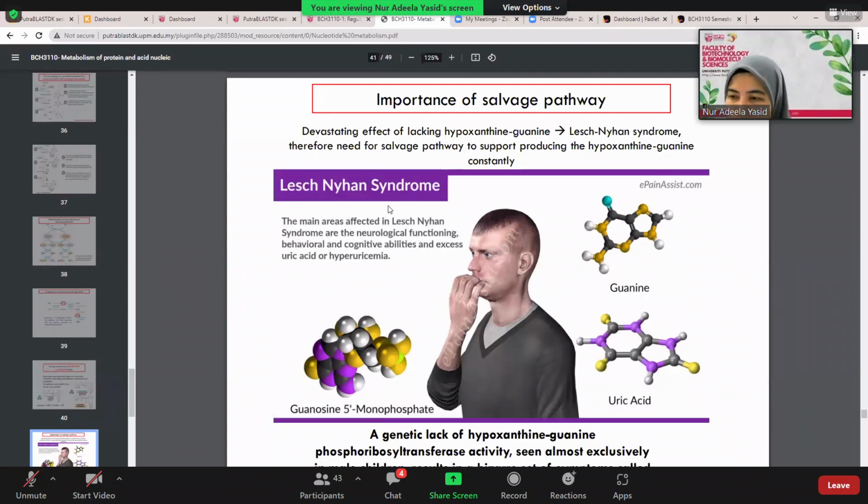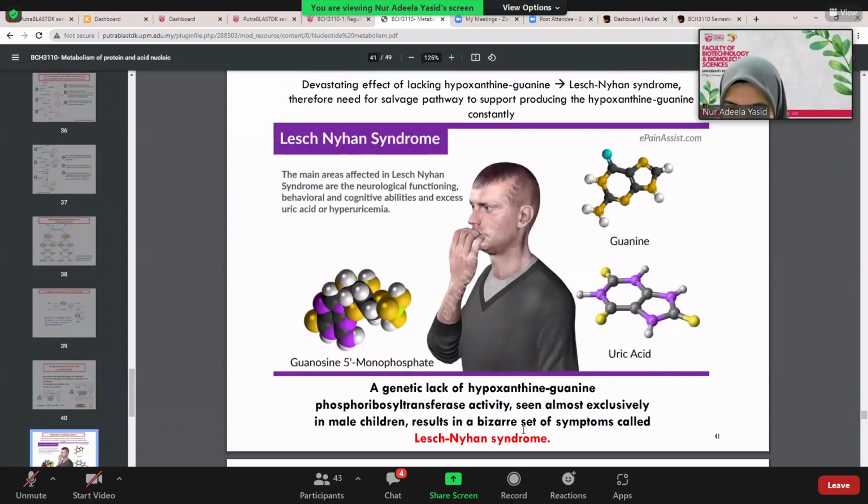So dia ada two main important problems with this syndrome. Satu, a very excessive uric acid production, and also neurological abnormalities. Gambar dia tunjuk dah. Dia tend to bite dia punya fingers, dia punya lips, and they tend to injure themselves often. Alright.